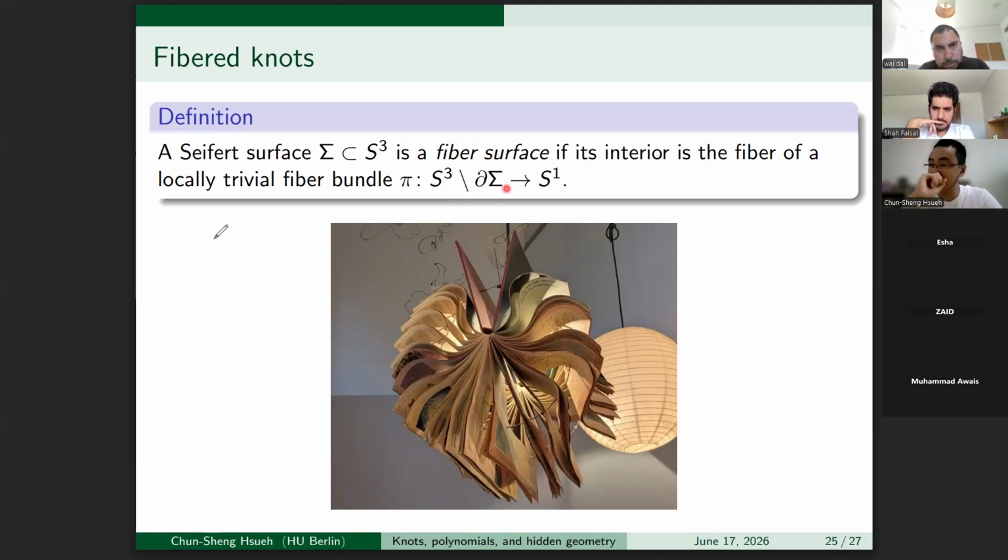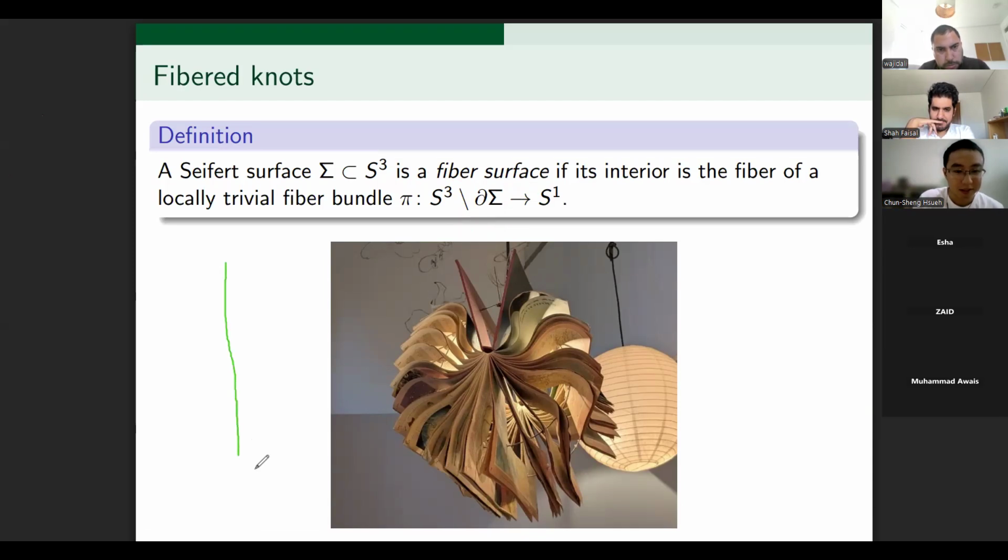So how do you see that? Let me draw a picture. I'm going to draw my, imagine S3 as being R3 plus the point at infinity. So now I'm drawing the z-axis in my R3.